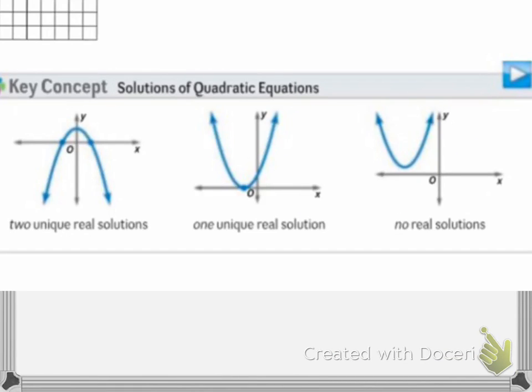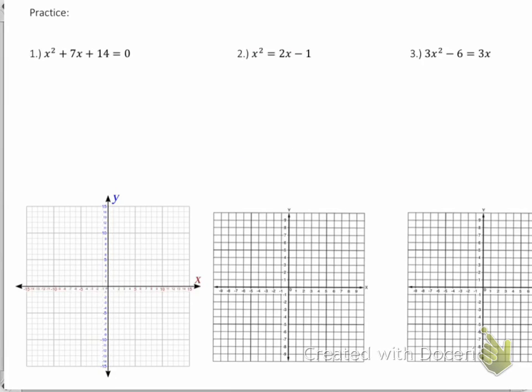So there's 3 outcomes. We can have 2 solutions. We could have 1, so that means my vertex lies on the x-axis. And then my other option is no solution because it's never going to cross. So why don't you try these 3 on your own?